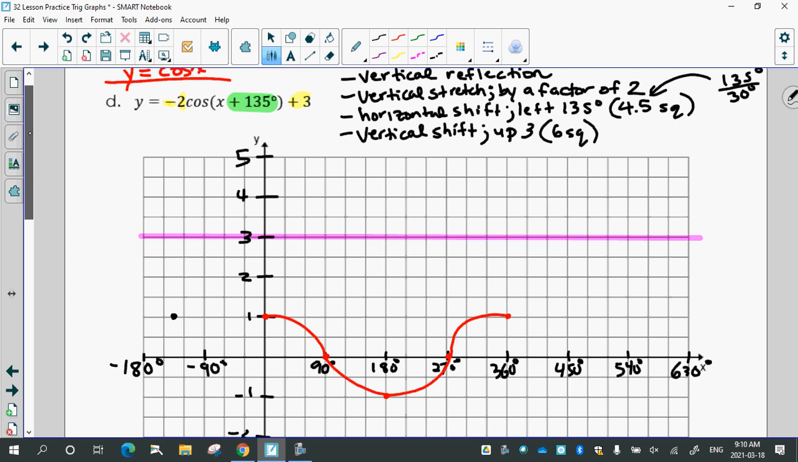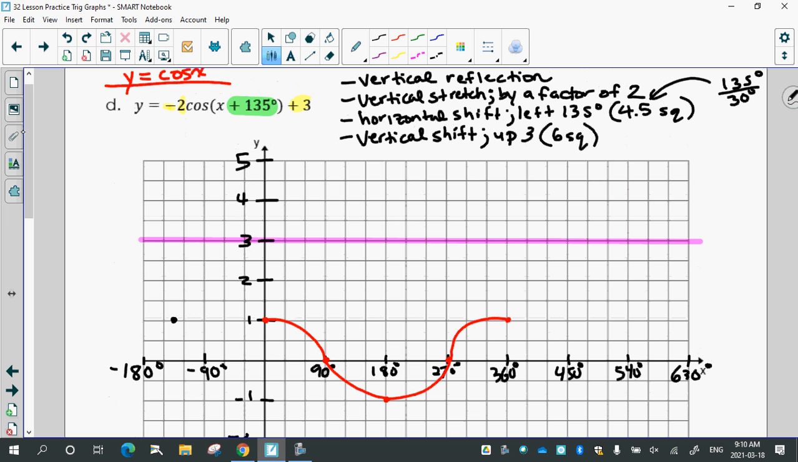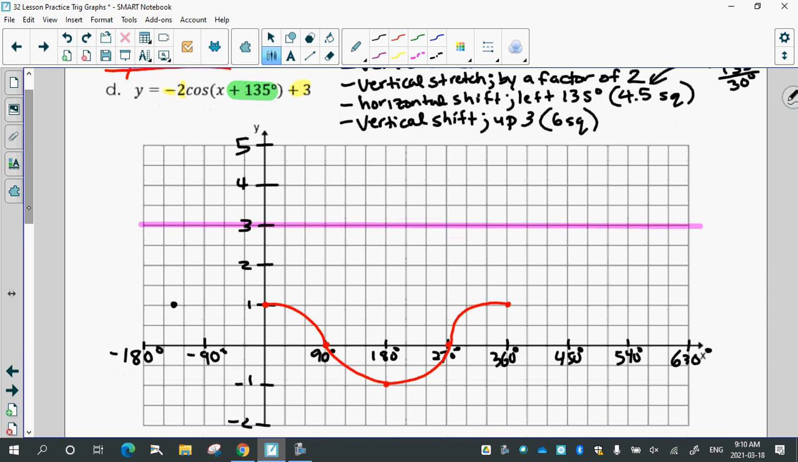Yeah? All right, so I'm following the words here. So vertical reflection means instead of being 1 above, I'm going to go to 1 below. Vertical stretch by a factor of 2, now I'm going to 2 below. So now I'm here. Then it says to go left 4.5 squares, 1, 2, 3, 4.5. And then it says to go up 6 squares, 1, 2, 3, 4, 5, 6. Everybody good?